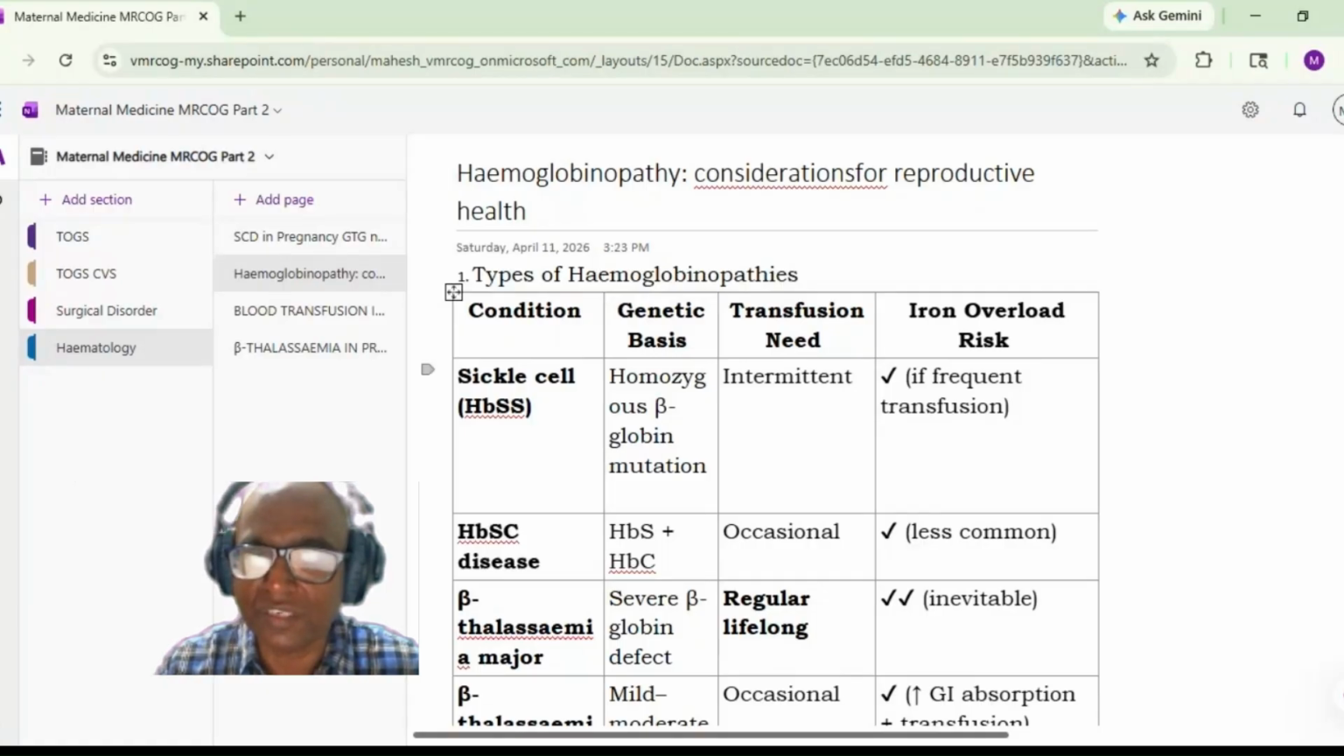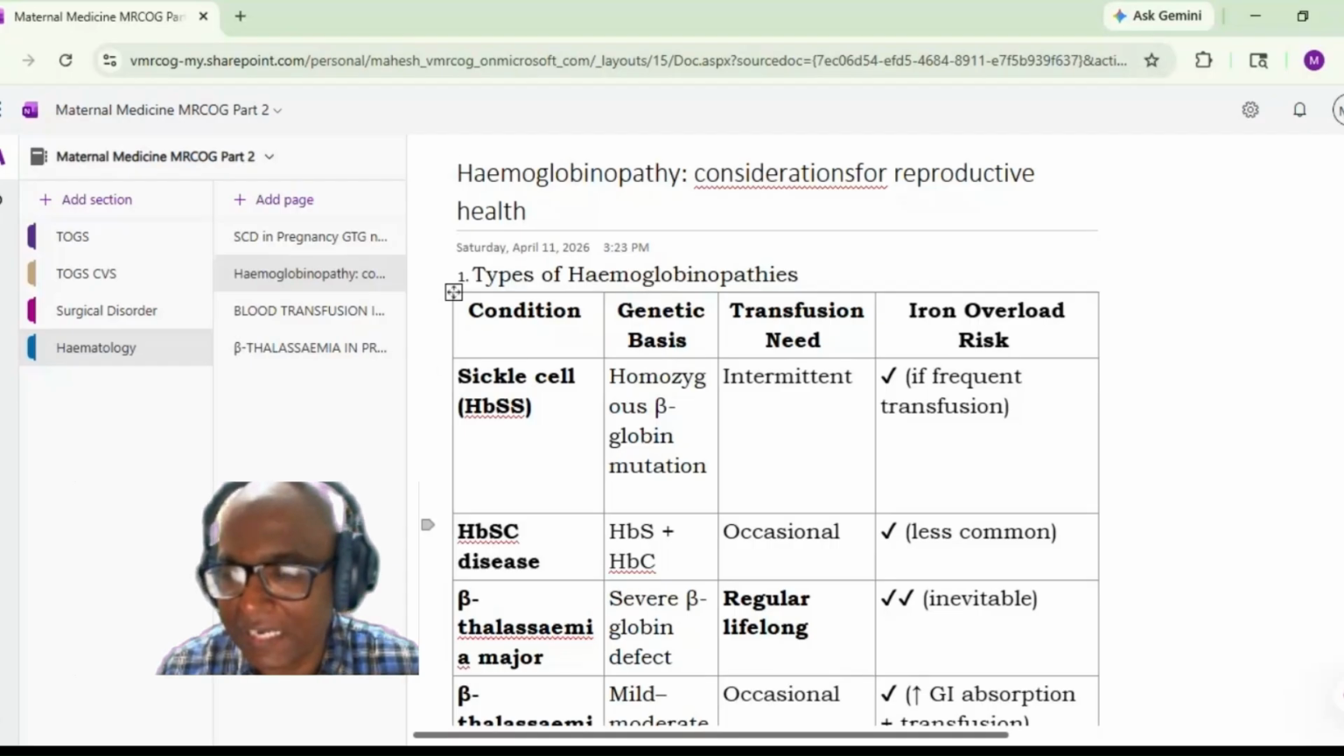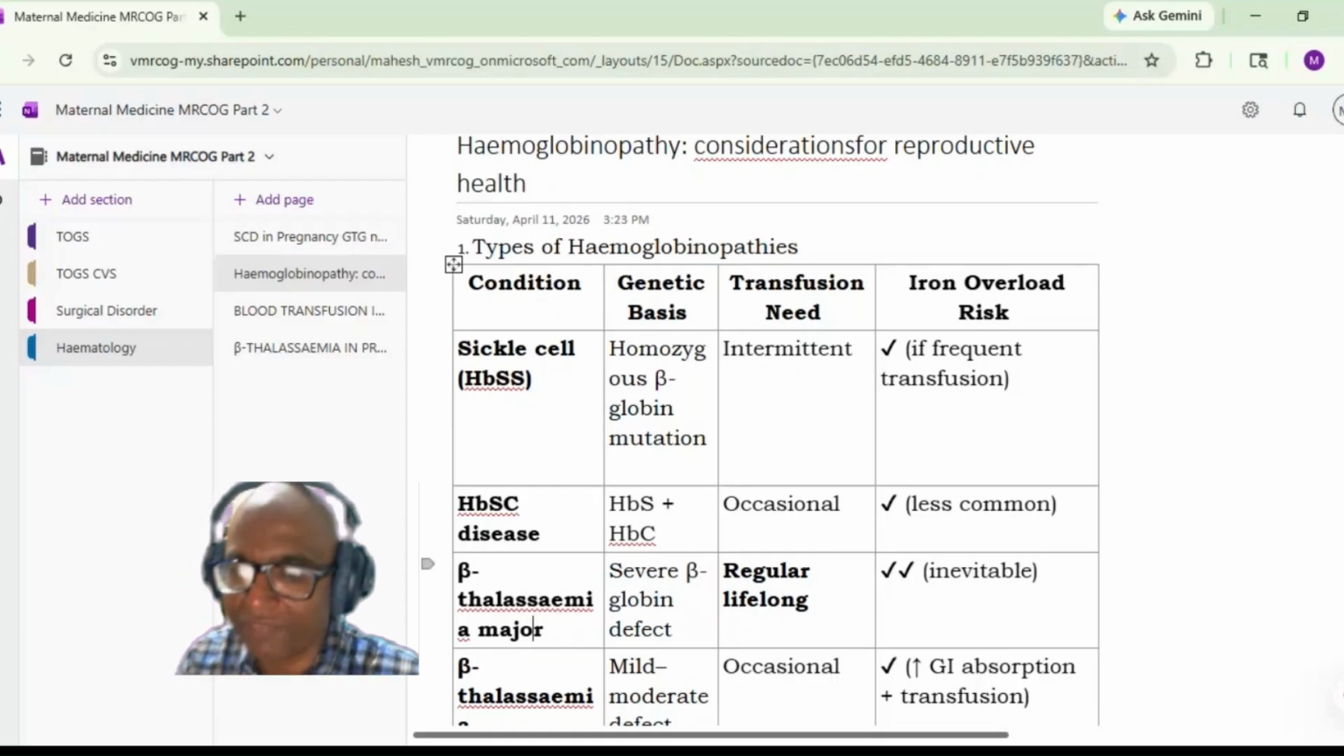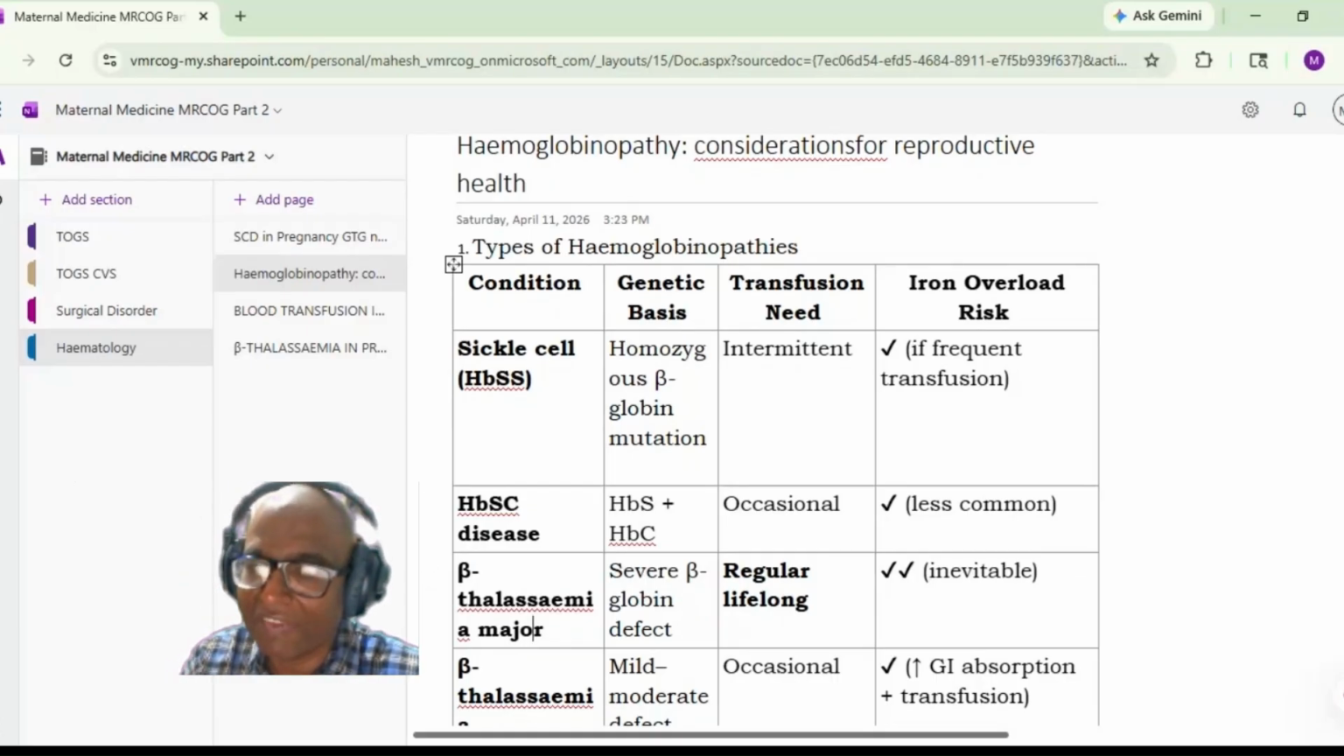Here it is a heterozygous condition. From one parent a hemoglobin S gene is coming, from the other parent it is an HbC gene. So it is a combination of HbS plus HbC. These patients require occasional transfusion, so iron overload risk is relatively less. Now, if you see beta thalassemia major, there is a severe beta globin defect, and these patients require lifelong transfusion, and maximum risk for iron overload is present in beta thalassemia major.